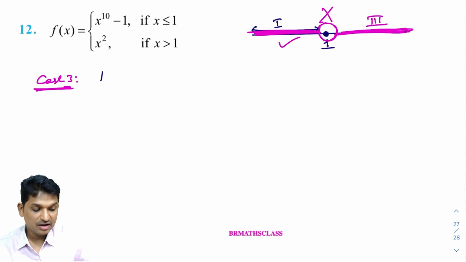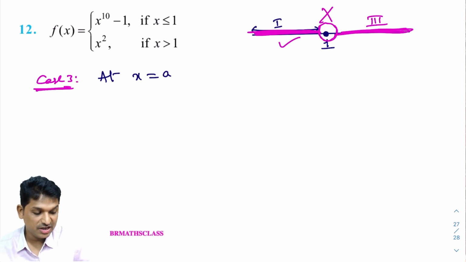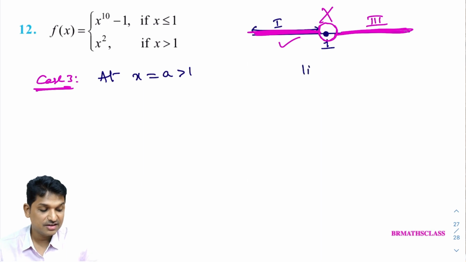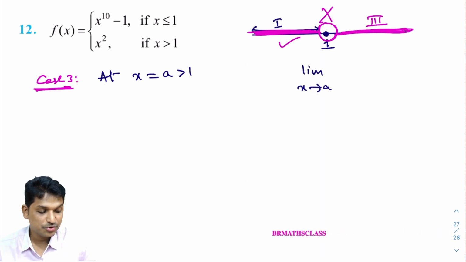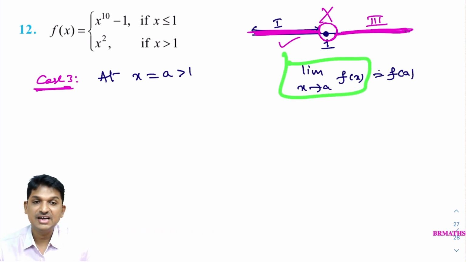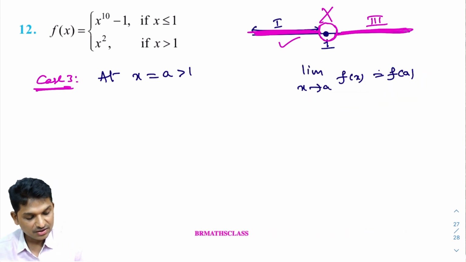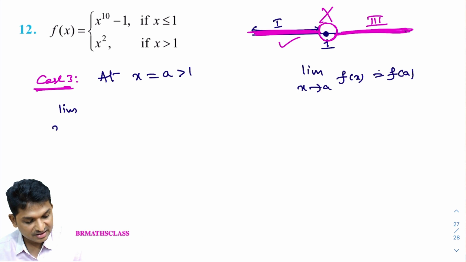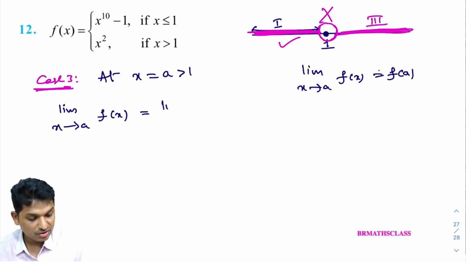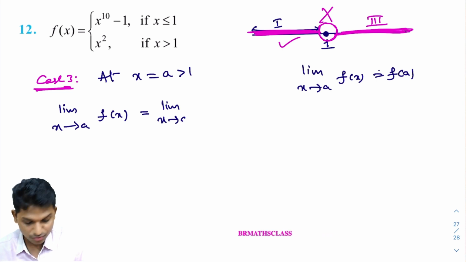At x equal to a, where a is greater than 1. When we say a function is continuous at x equal to a, limit x approaches a, f of x equals f of a, then we say that the function is continuous at x equal to a. First I will calculate this. Next I will calculate this. I will check whether both are equal or not.